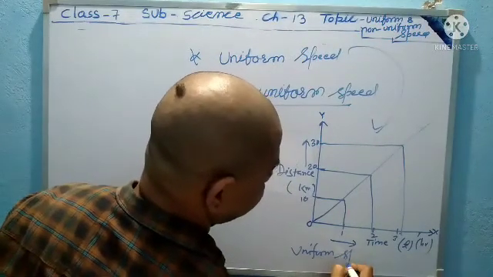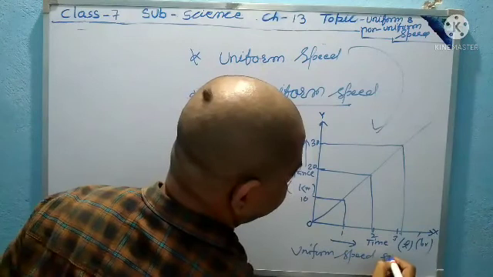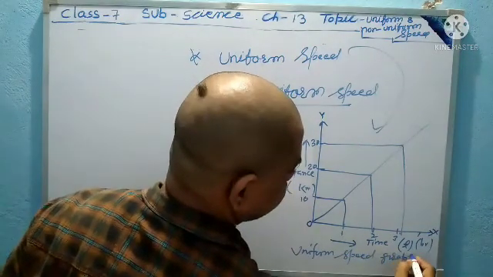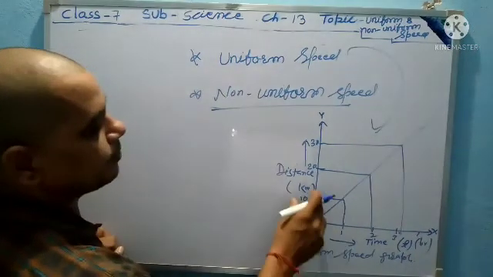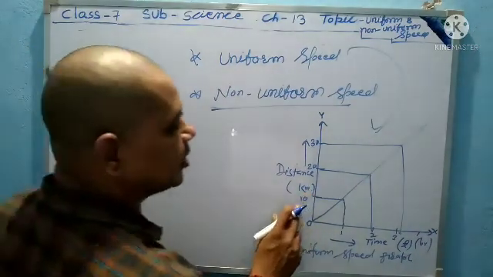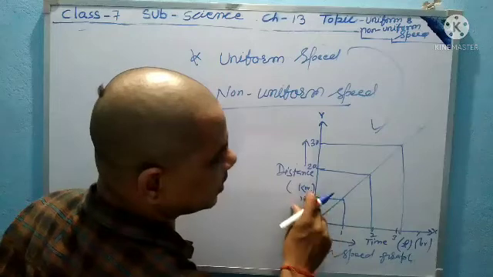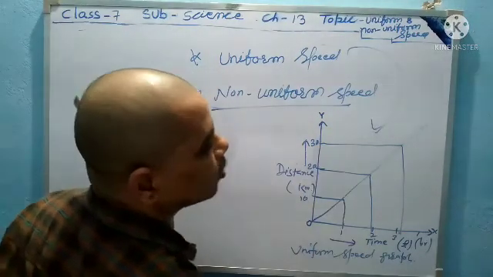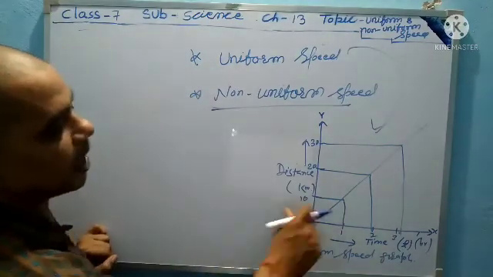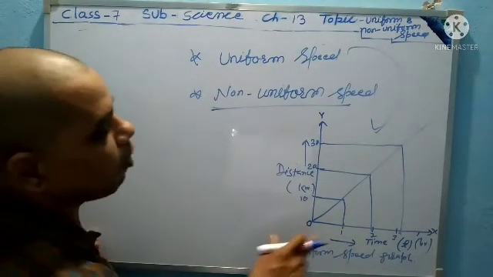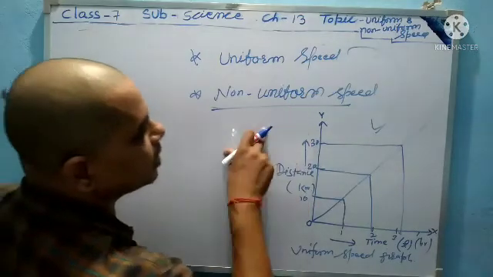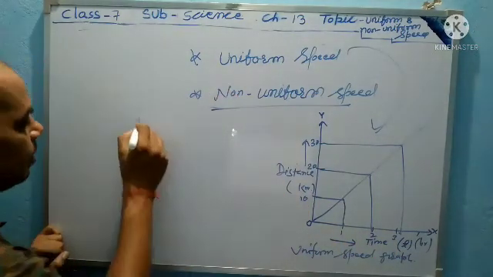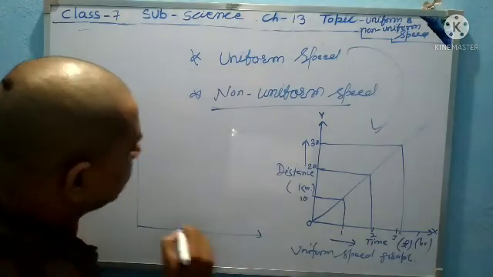The uniform speed graph shows that in a definite time interval a definite distance is traveled. 1 hour for 10 kilometers, another 1 hour for 10 kilometers, another 1 hour for 10 kilometers. So that graph is the uniform speed graph, traveling a definite distance in a definite time interval.